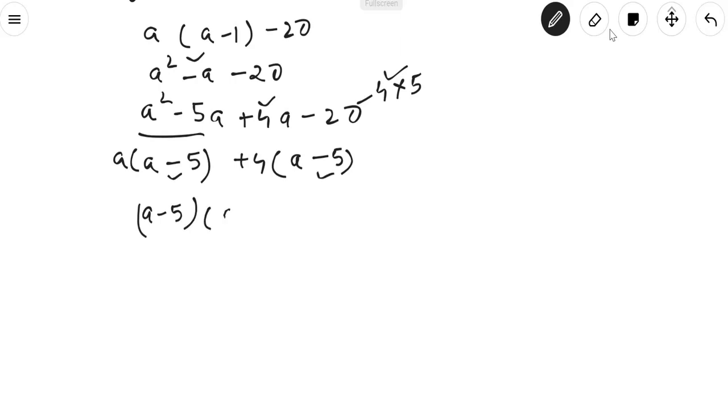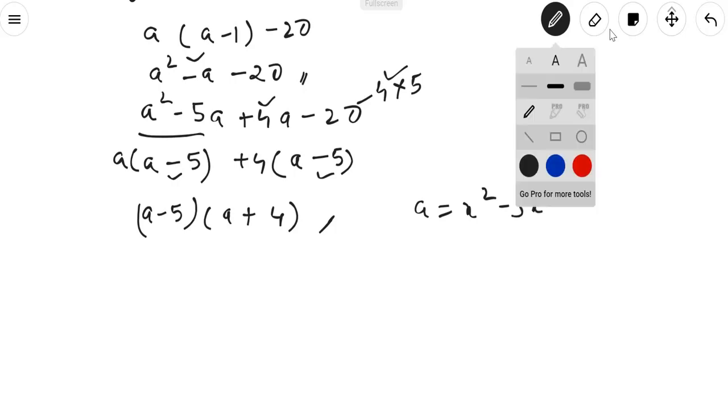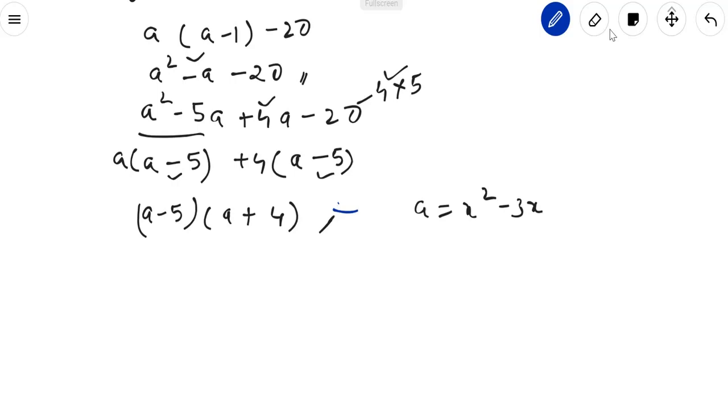So what is left? A plus 4. Okay, so these are the two factors of these two equations. But what we have done is taken a is equal to x square minus 3x. Now this value I have to substitute in this equation, correct? So this equation becomes x square minus 3x minus 5, and this becomes x square minus 3x plus 4.